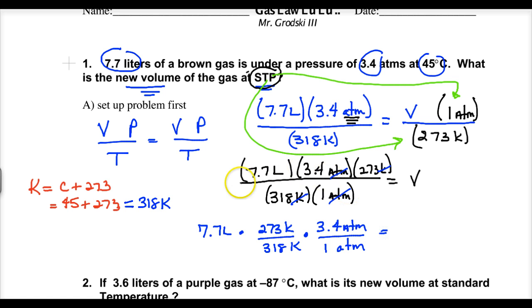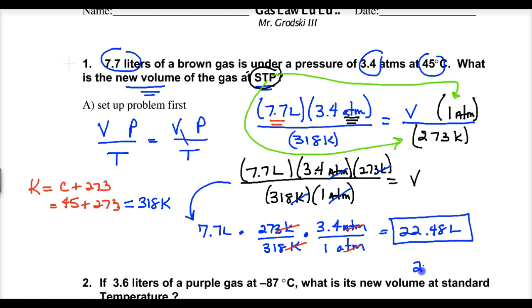I'm left with liters. What I just did was make a mathematically equivalent expression so that you can clearly see what's going on here. Kelvins cancel, atmospheres cancel. The only unit left standing is liters, so I know it, and you would have seen if you had put 101.3 here, this would not have canceled. So it's always good to use your units. It really saves you. So when I take 7.7 times 273, divide by 318, times 3.4, divide by 1, I get 22.48 liters. That's my volume. Now, of course, rounding to 2 sig figs will do 23 liters.